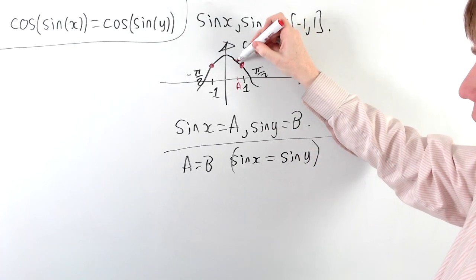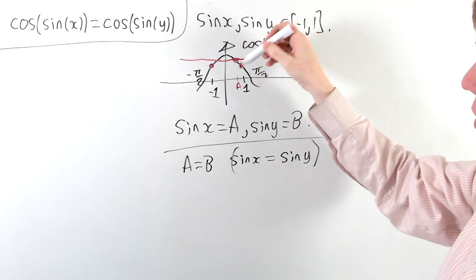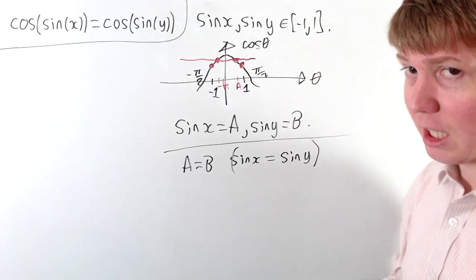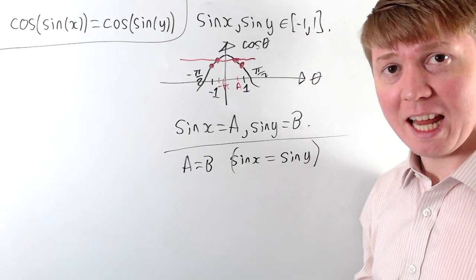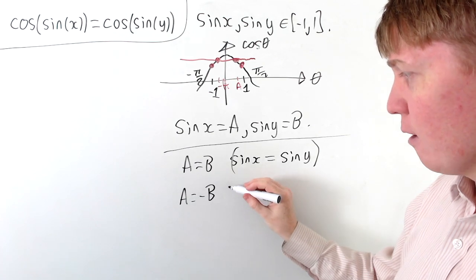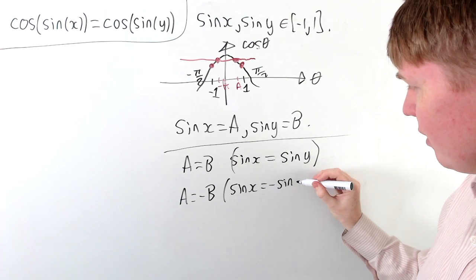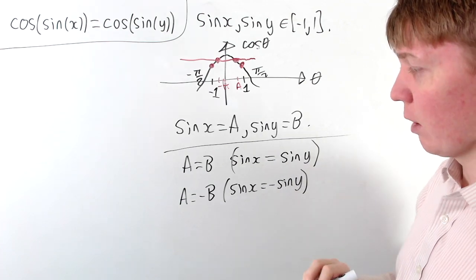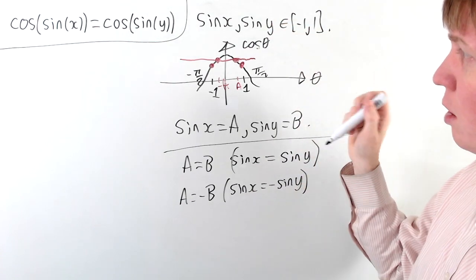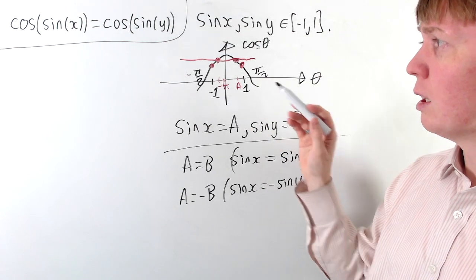So if we have a value of a here, we get cos a up here, but there's another way of getting cos a, which is to use the negative of a here. So this corresponds to the case where b is the negative of a. So we could also have a equals negative b, and this corresponds to the case where sine x equals the negative of sine y. So we've got two possible scenarios here, and you can see these are the only two possible scenarios within this interval between 1 and -1.